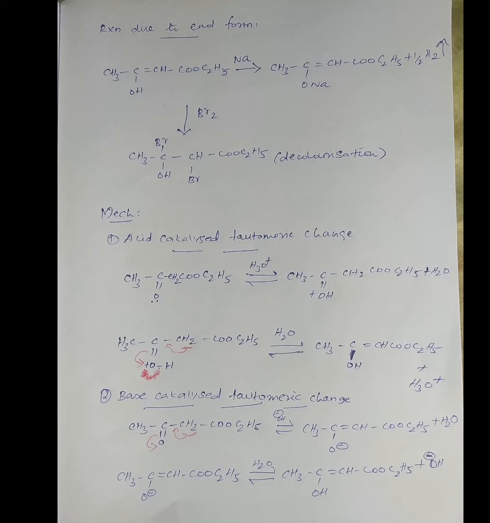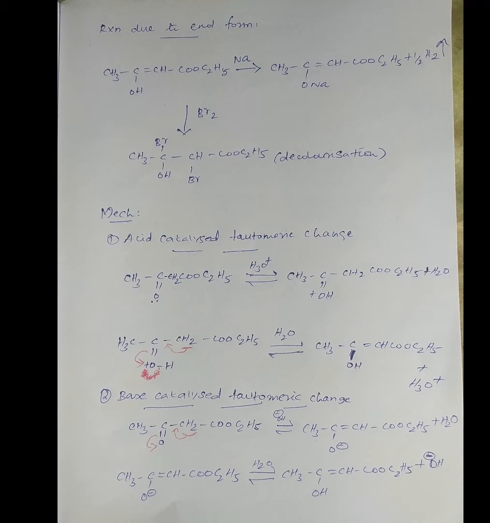So next, the mechanism of tautomerism. Two types of tautomeric change are possible. One is acid catalyzed, another is base catalyzed. Acid catalyzed means the reaction is carried out in the presence of acid. So acetoacetic ester is treated with H3O plus. In the first step, the oxygen is protonated. The oxygen has lone pairs of electrons, and one of the lone pairs makes a bond with a hydrogen atom, that is a proton.